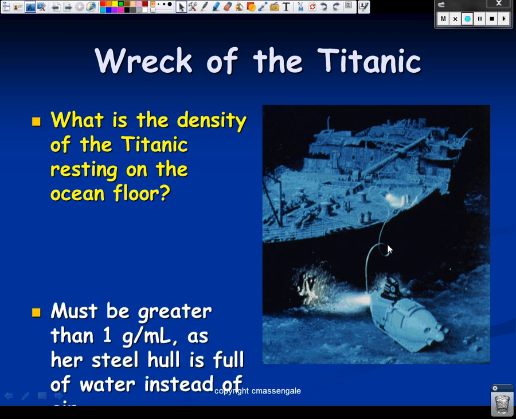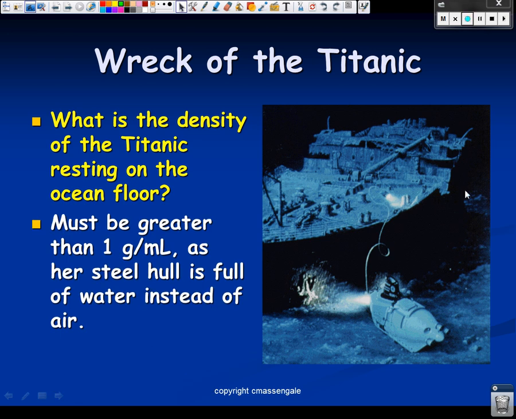Several years ago, they actually talked about extracting the ship back to the surface, but as soon as they started doing a little bit with it, it started falling apart. So they said, we're not going to try to do that. So it will always and forever be at the bottom of the ocean.